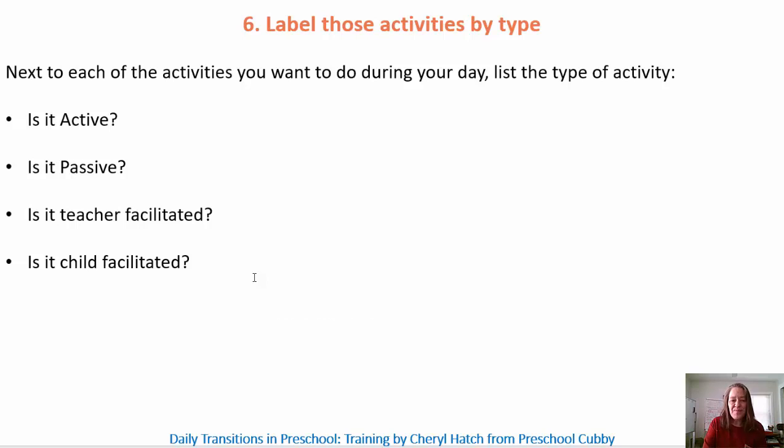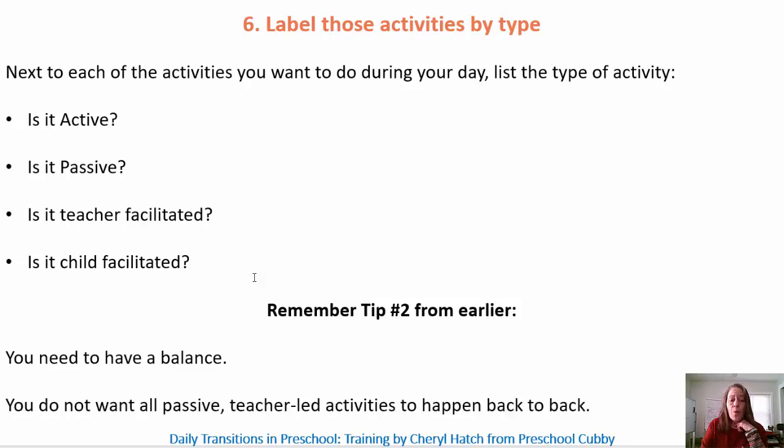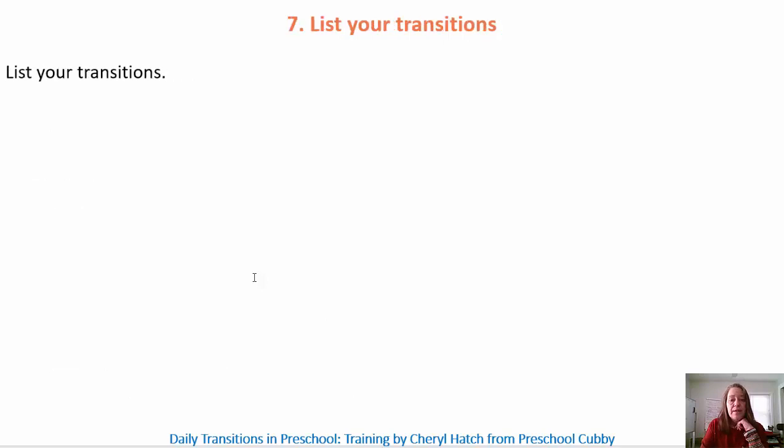You get my point. So remember tip number 2 from earlier, which was you need to have a balance, okay? You don't want all passive teacher-led activities to happen back to back. That's what we just talked about.